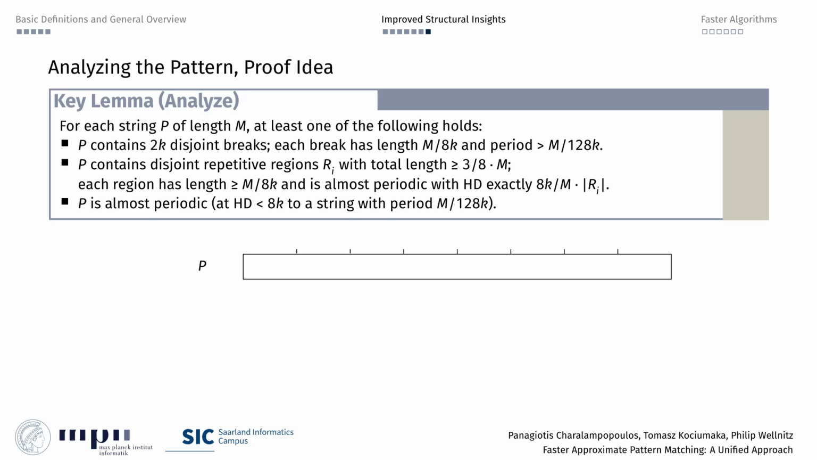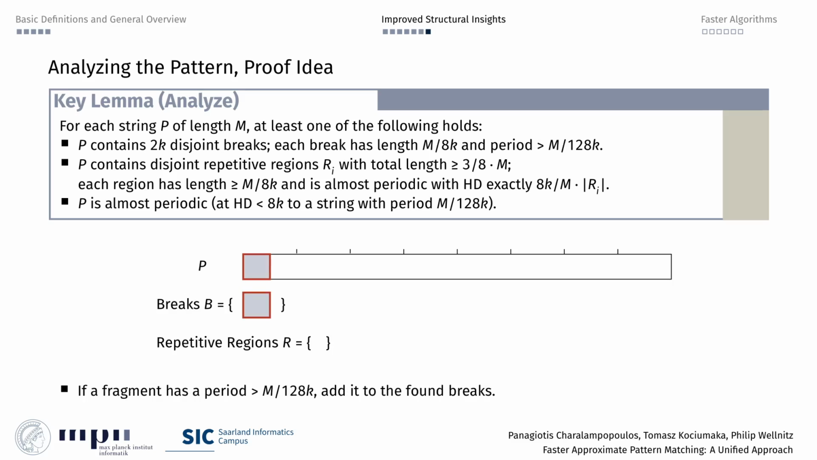So, how do we prove our key lemma? Take a string P. We then construct either 2k long breaks or long repetitive regions. Or if we fail, we know that P is almost periodic. To that end, we process P from left to right, m by 8k new characters at a time. If such a fragment has a large period, we just found a new break and add this break to the set of breaks.